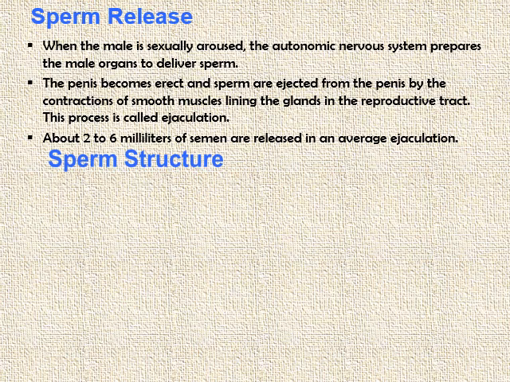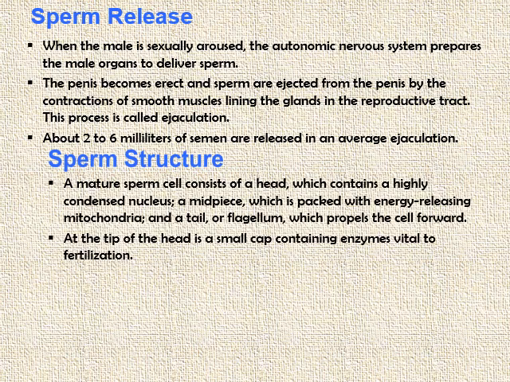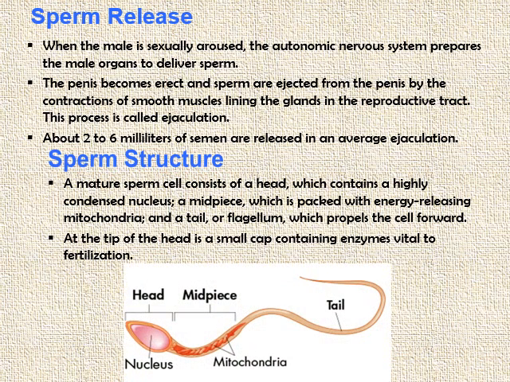Let's see a sperm structure. A mature sperm cell consists of three parts, namely a head which contains a highly condensed nucleus, second, a midpiece which is packed with energy-releasing mitochondria, and finally a tail or flagellum which propels the cell forward. At the tip of the head is a small cap containing enzymes vital for fertilization.